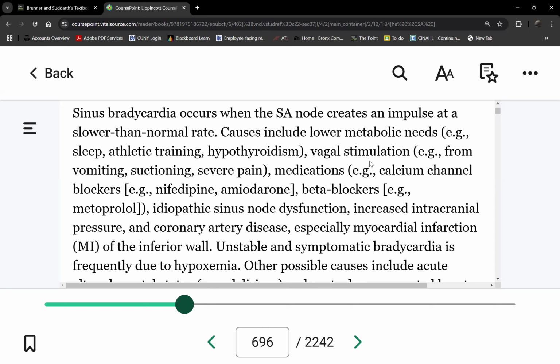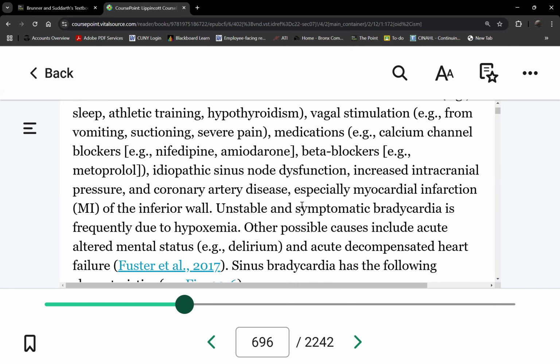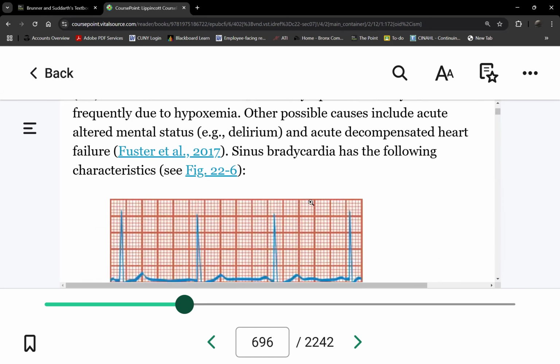So we got vagal stimulation, when you're vomiting or straining, okay? Let's say you're trying to give birth to this really big turd that can cause sinus bradycardia. Medications. So look at these antidysrhythmics here. Calcium channel blockers. Okay, we have beta blockers and other medications listed in the table 22-1. Okay, most of them cause bradycardia. A heart attack, a massive heart attack, especially inferior wall, can cause bradycardia. So that's the second question.